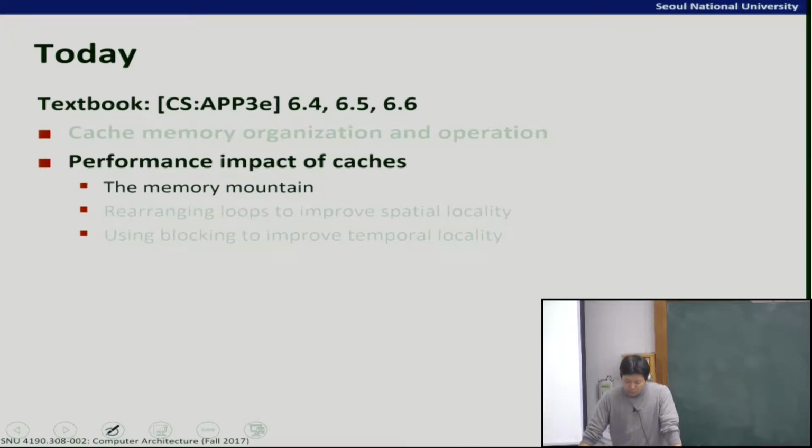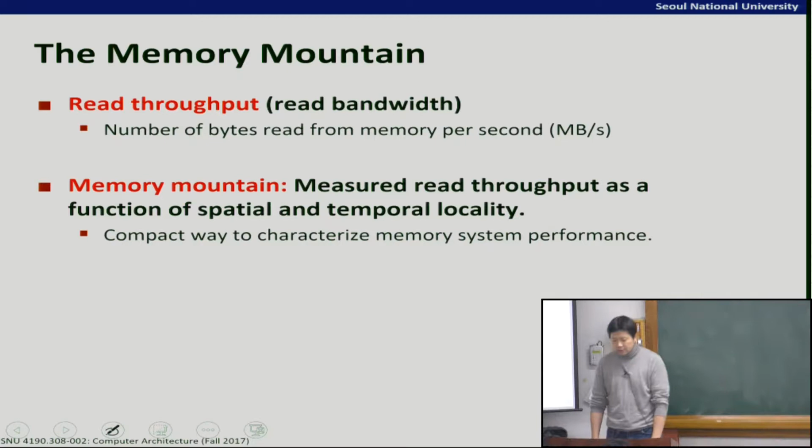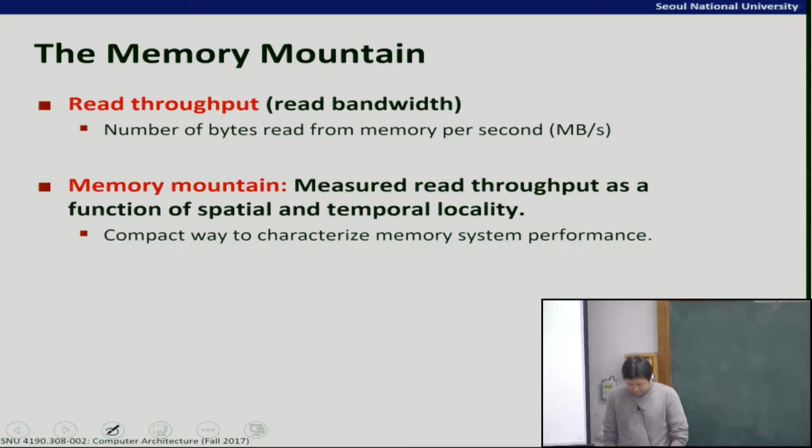So let's think about a more concrete example, how we can optimize a program to best utilize the caches. First of all, let's think about the memory mountain. So what is the memory mountain? Let me define read throughput first. Let's say you make a lot of memory references, a lot of load and store instructions. The read throughput is basically the number of bytes read from memory per second.